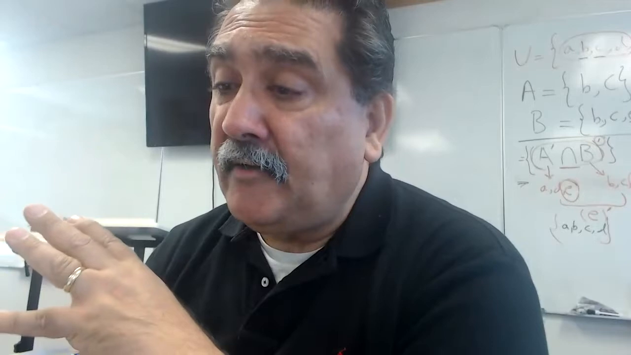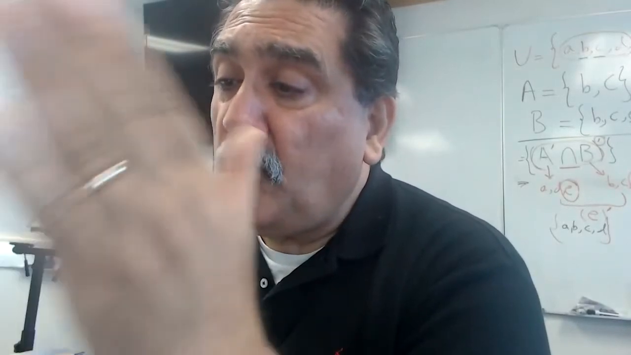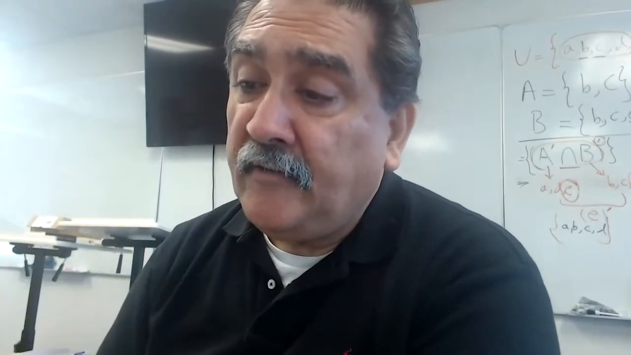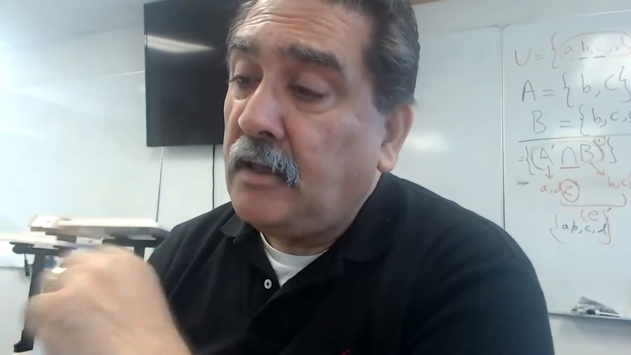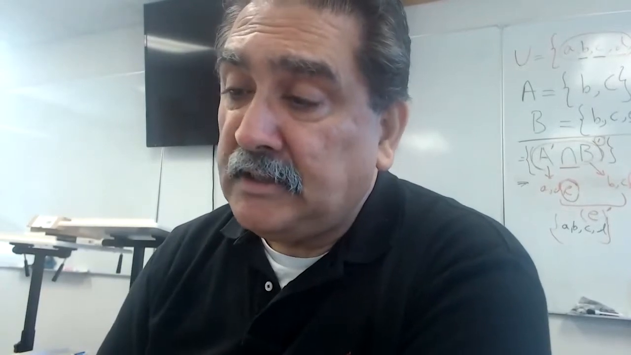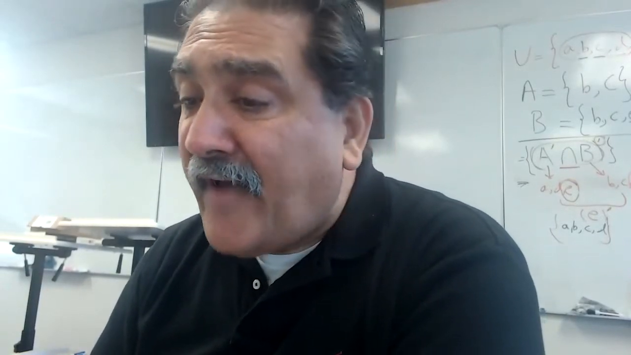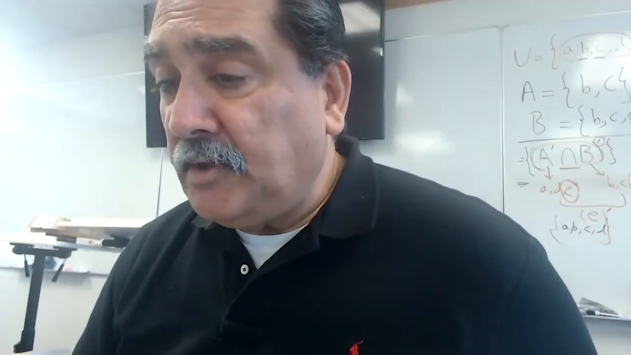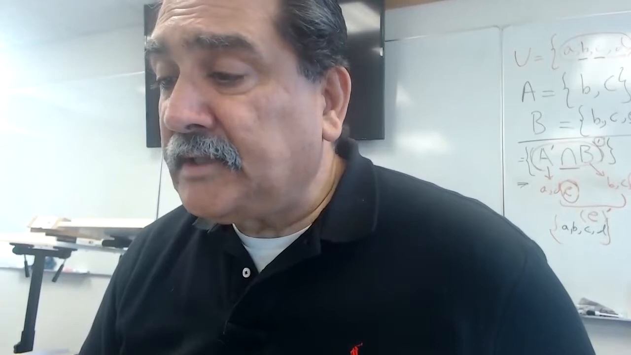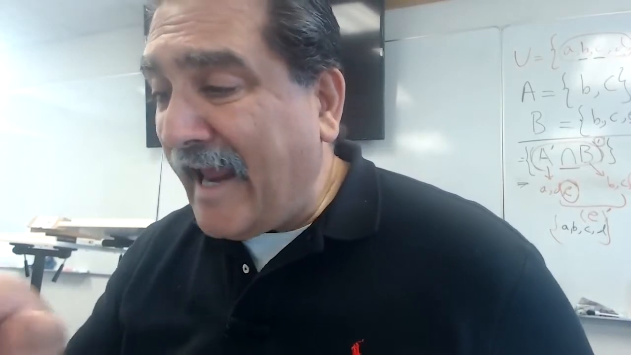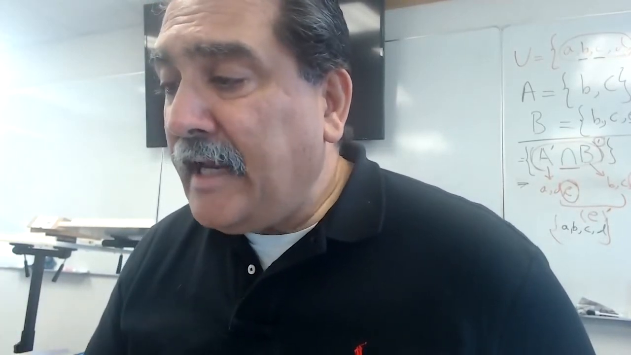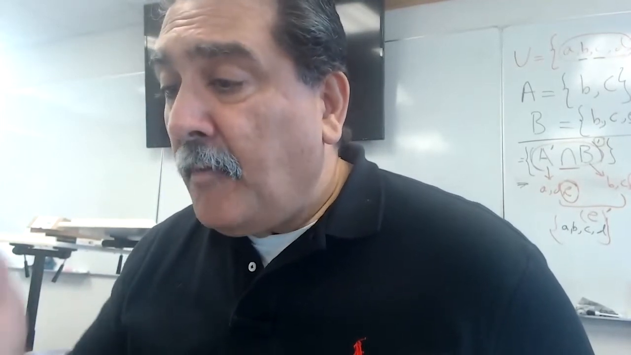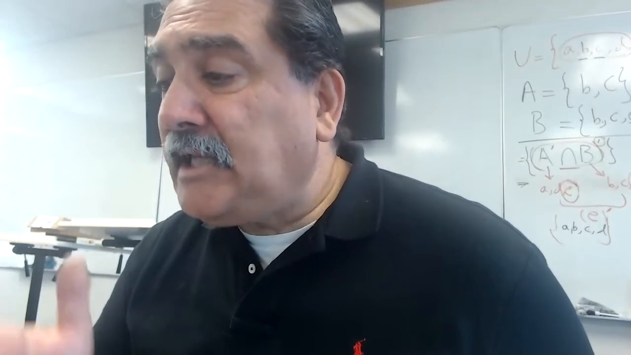4 divides 12, symbolized by 4, that little straight line, 12, because the quotient of 12 divided by 4 is 3, and the remainder is 0. Every factor of a natural number is also a divisor of the natural number. Please don't confuse the symbol A straight line B with A slanted B, or A divided by B. A straight line B means A divides B, but A slanted B means A divided by B.